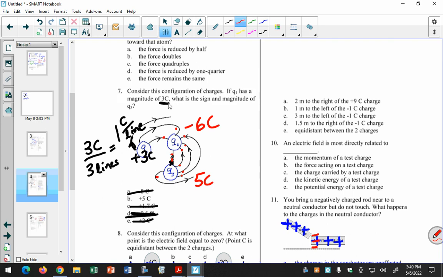It's especially helpful if you don't have an integer number of coulombs per line. If this was, say, 0.75 coulombs per line, it makes that calculation easier. I try to keep it at an integer value, but it doesn't always work. Okay? Other questions?